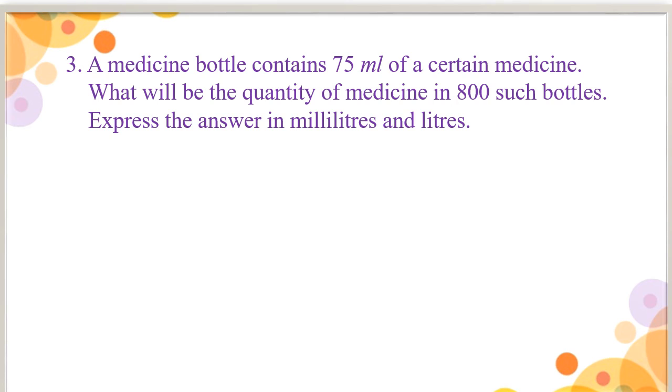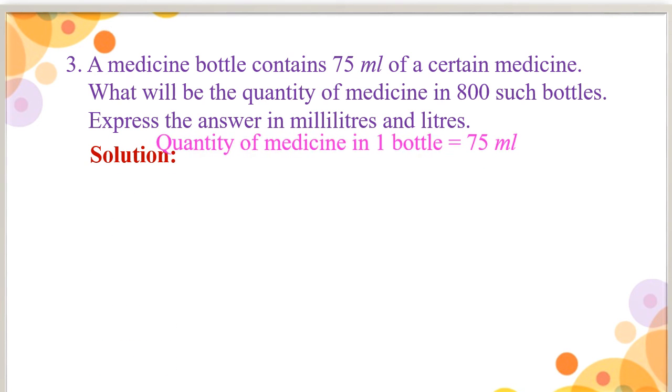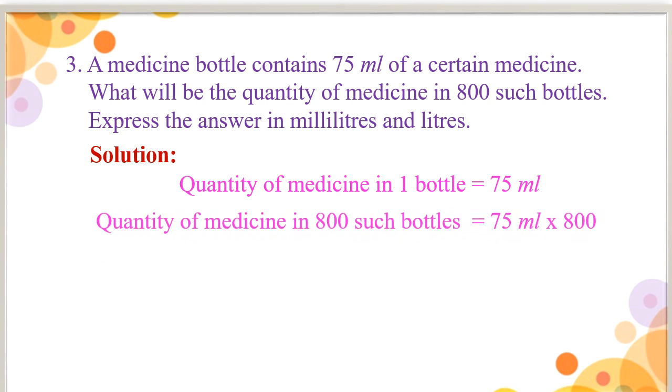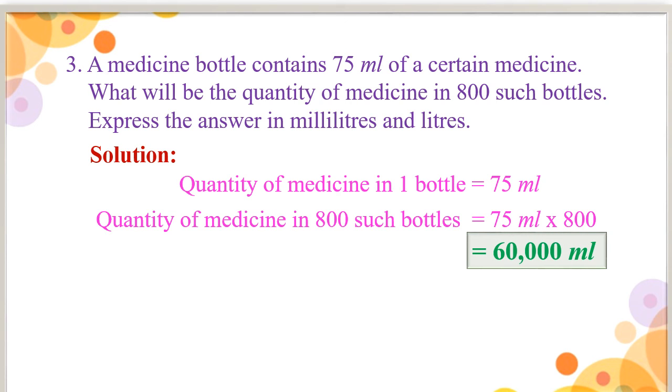A medicine bottle contains 75 ml of a certain medicine. What will be the quantity of medicine in 800 such bottles? Express the answer in milliliters and liters. Now, quantity of medicine in one bottle equal to 75 ml. Now we want to find 800 such bottles, isn't it? Yes. Quantity of medicine in 800 such bottles equal to 75 ml multiplied with 800. What is that answer? That is 60,000 ml.